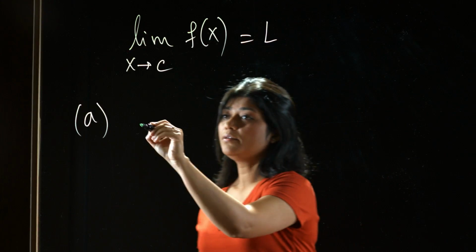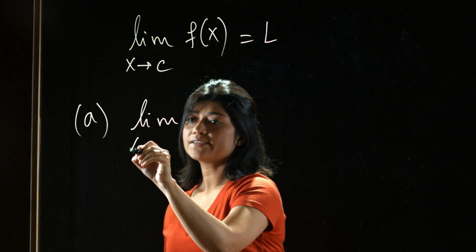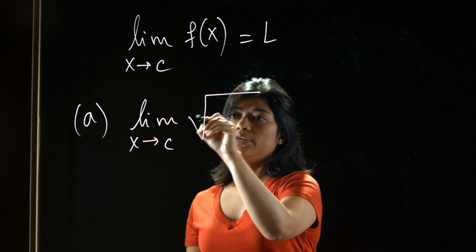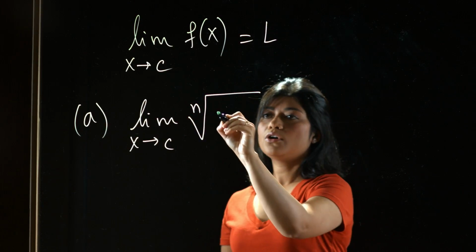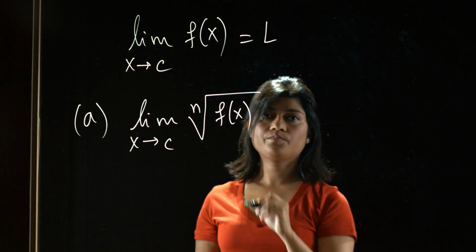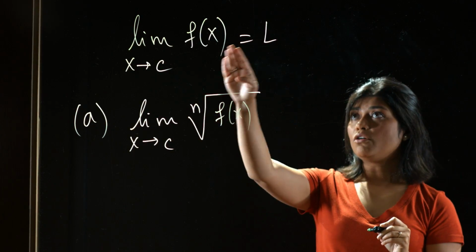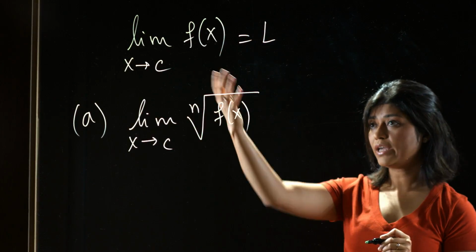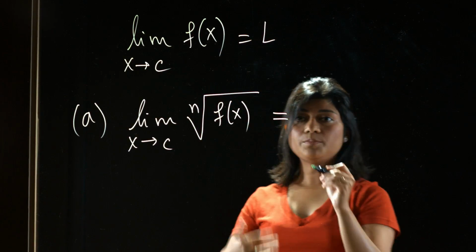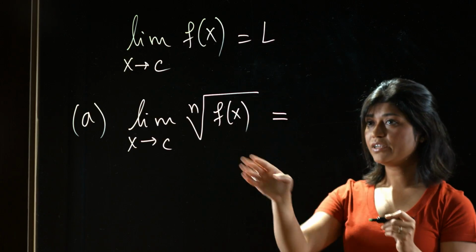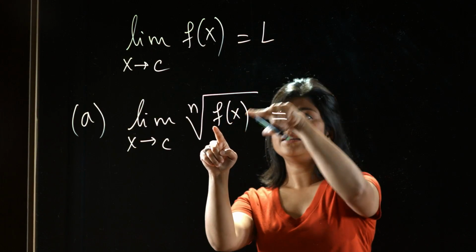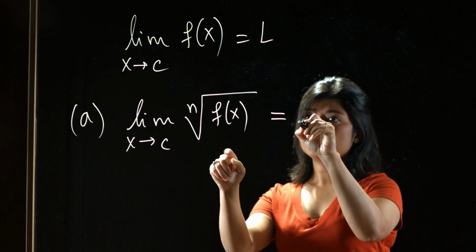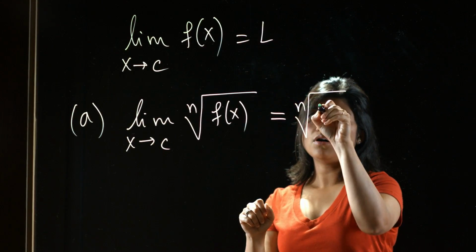we can compute the limit as x approaches c of any nth root of the function f. And if the limit already exists for f, which means we already have a value L, then using the property, this new limit is going to be just plug in the value for the limit of f. So this is just the nth root of L.